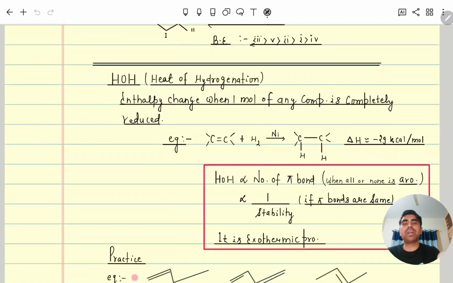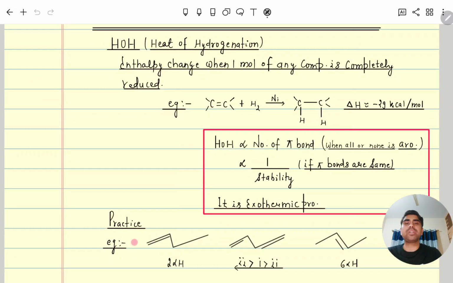Last, heat of hydrogenation. When 1 mole of a compound is added with an H2 molecule and becomes a saturated compound, that is called heat of hydrogenation. So it is the enthalpy change when 1 mole of any compound is completely reduced. This is syn addition, you know. In that, how much energy is released? Minus 29 kilocalorie, because we are breaking 1 sigma bond and 1 pi bond and forming 2 sigma bonds.